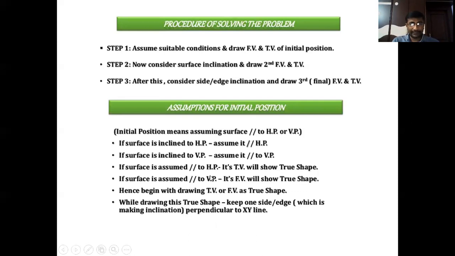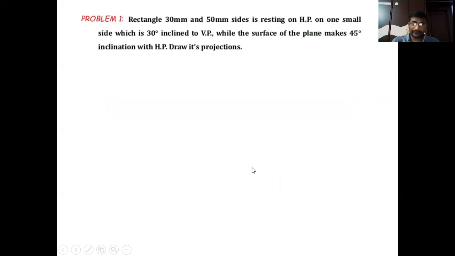Okay, after drawing the initial position, you have to draw the second front view and top view by considering the surface inclination. First of all, we have to give the first preference for the surface and the second preference for the edge or side inclination to draw the third front view and top view. These are the steps, and this is the procedure to draw the first initial position. Clear, students? Let us go for the problem.